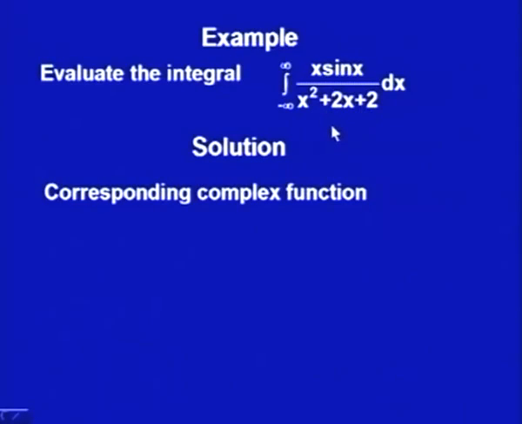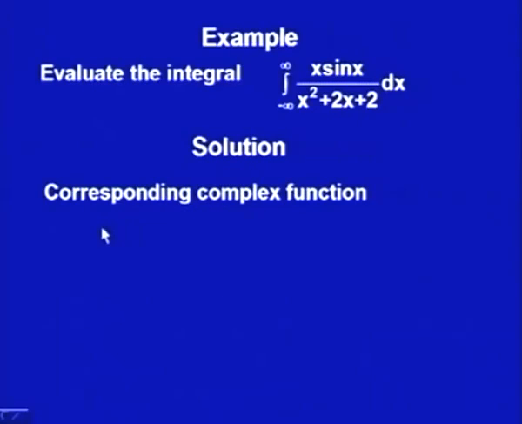So all these conditions are satisfied: it is a rational function, both are polynomials, and the denominator does not have a real zero. But one more condition, about the degree, is not satisfied. The degree of p(x) equal to x is 1 and the degree of q(x) is 2. So the difference is only 1, it is not greater than or equal to 2. So that condition is not being satisfied. Let us see.